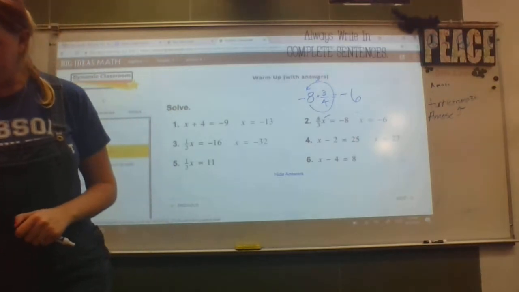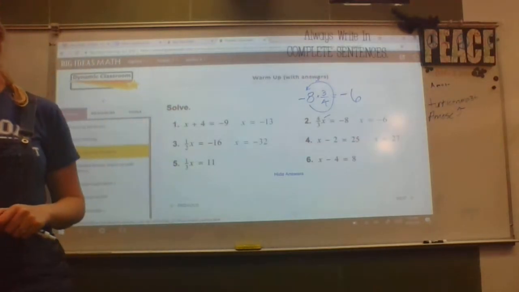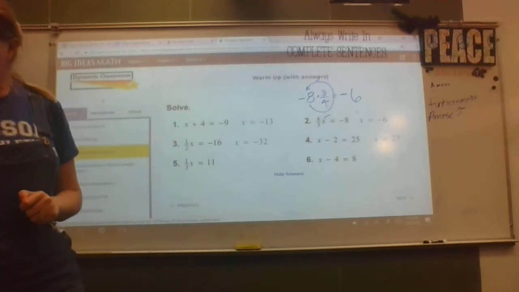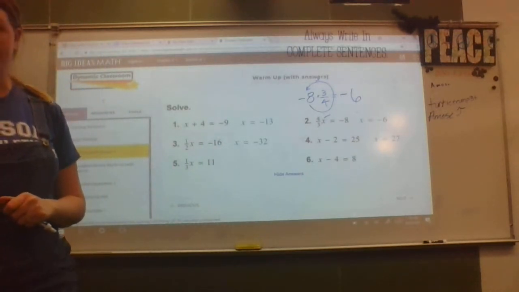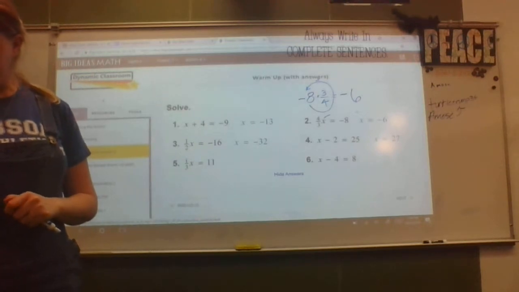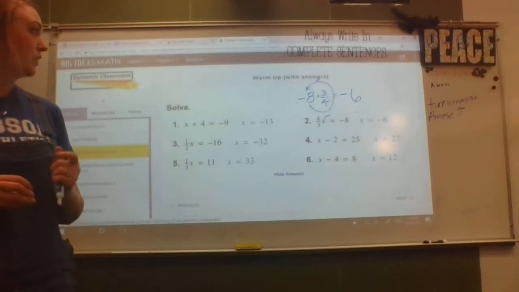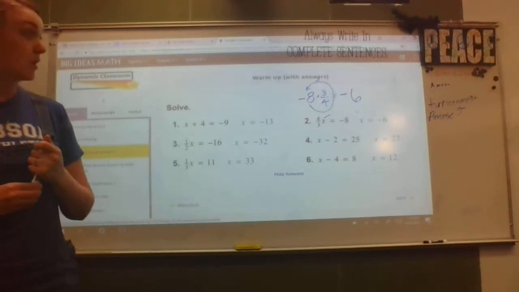The answer to number 3, same thing. We're multiplying both sides by 2 to get rid of that 1/2. -16 times 2 is -32. On 4, we're just adding 2 to both sides. That's 27. 5, we're multiplying both sides by 3 to get 33. 6, we're adding 4 to get 12. So hopefully we were able to do most of those.